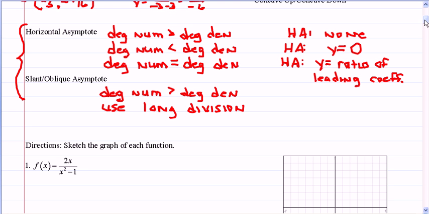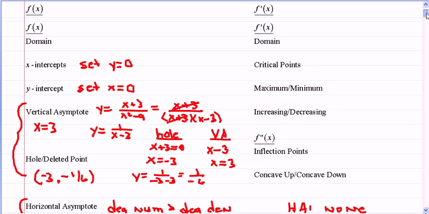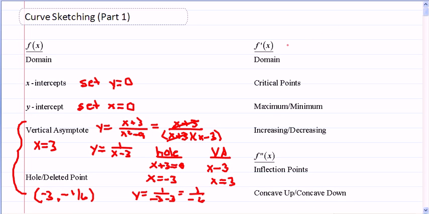So once you've checked all of these items, then you go to the first derivative and you find the domain, the critical points, and determine if those critical points are maximum or minimum points, and then the intervals where the graph is increasing and or decreasing. Next, you want to find the second derivative, and using the second derivative you want to find any inflection points and determine the intervals where the graph is concave up and or concave down.